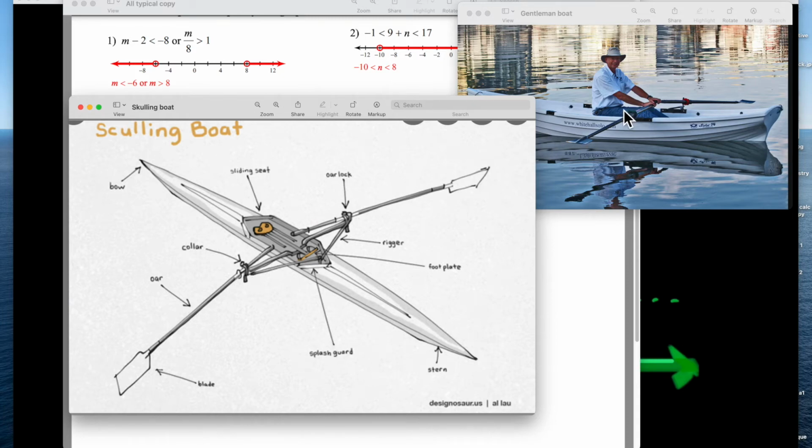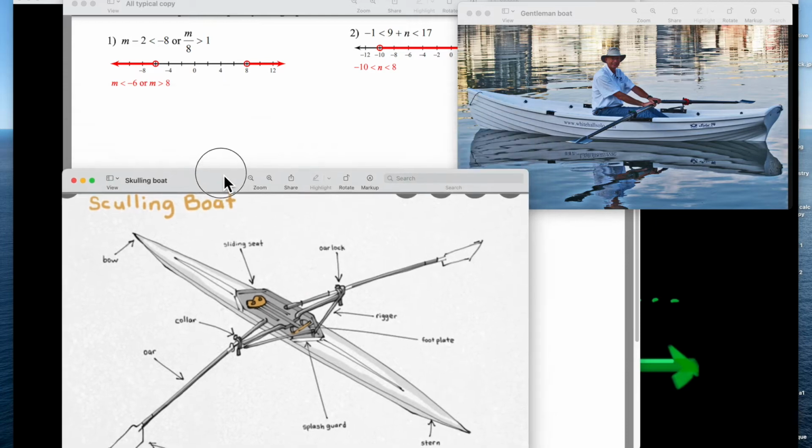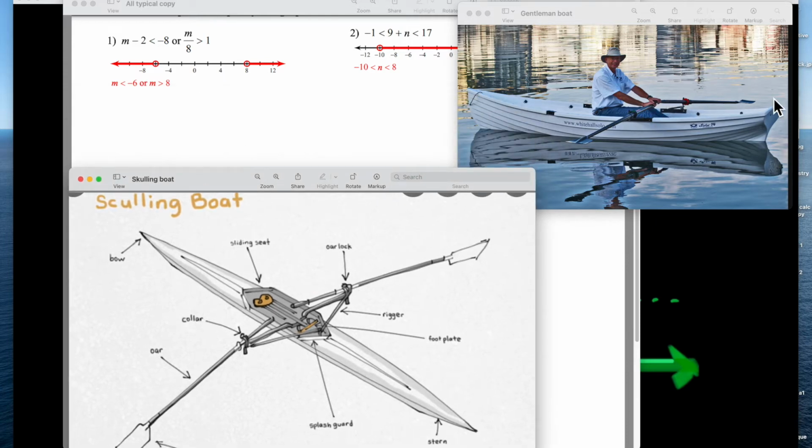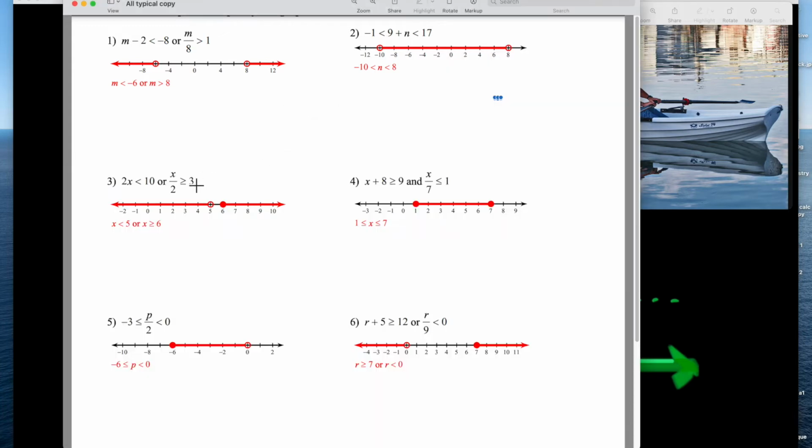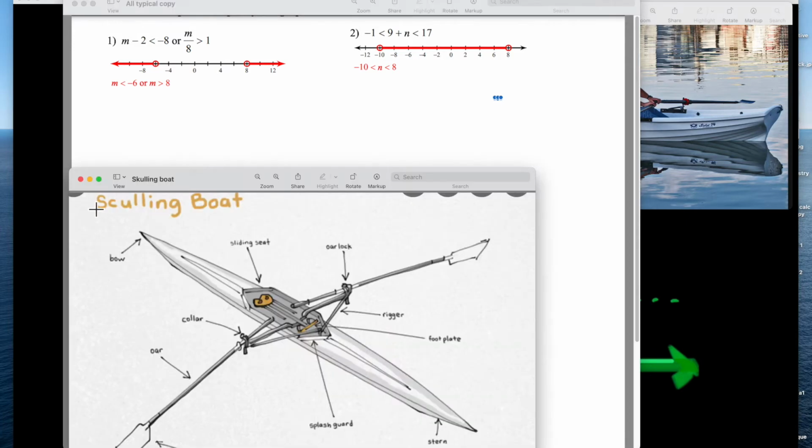Here again, there's a gentleman in this boat, and there's two oars, one in this direction, one in the other direction. Look at these other OR problems. Here's another one. When you solve for x here or that, you have two oars, as in boat oars, going in different directions. One last one, an OR problem with two arrows going in different directions, simulating a boat oar.